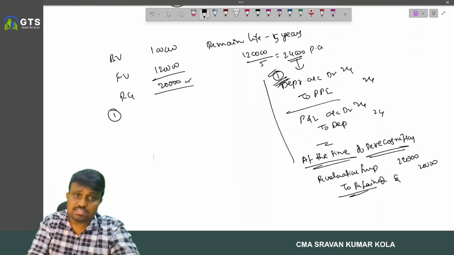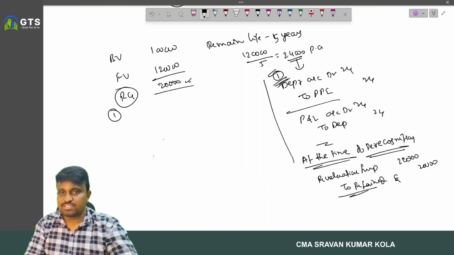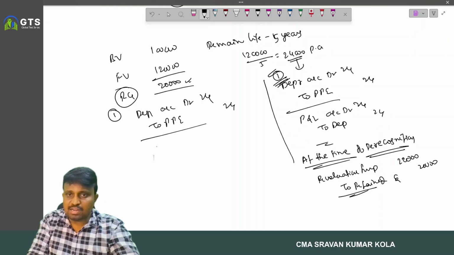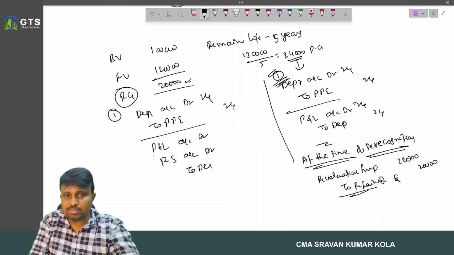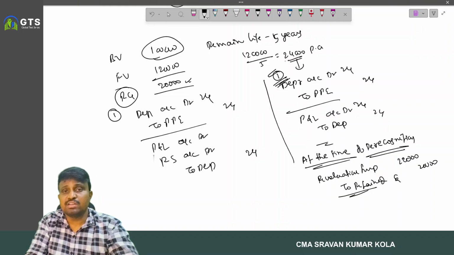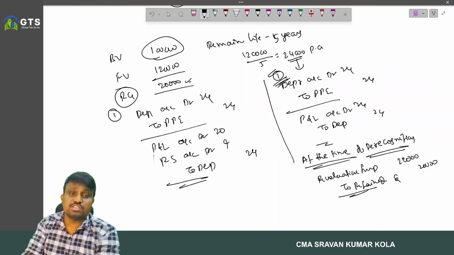And one more thing. For example, here additional depreciation is adjusted to the revaluation surplus. What is the entry? Depreciation account debited to PPE, 24,000, and next profit and loss account debited to depreciation, revaluation surplus account debited to depreciation. But generally, what is the depreciation? 1 lakh by 5 years, nothing but 20,000. The 20,000 is transferred to P&L. Excess depreciation created because of revaluation, 4,000, is transferred to revaluation surplus.